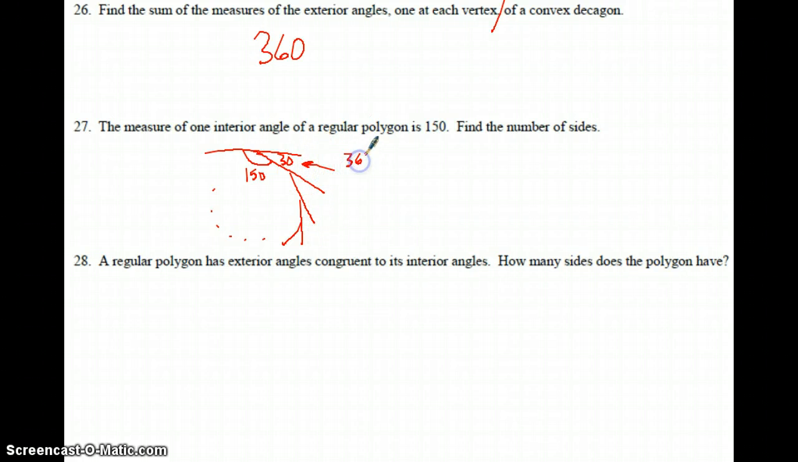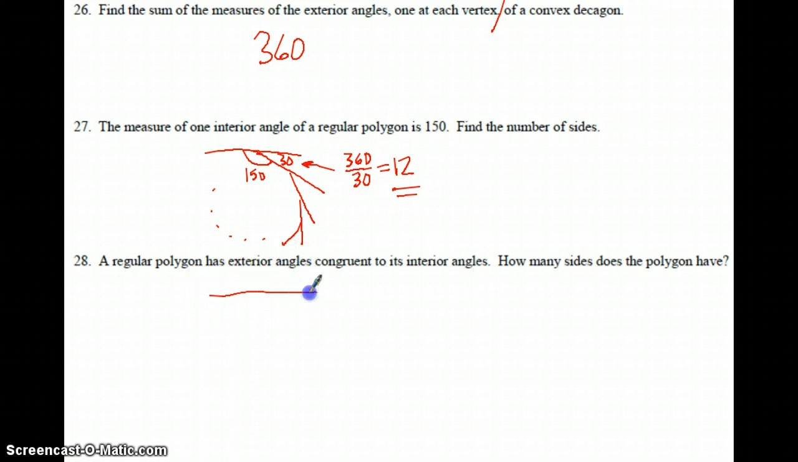That is, because there's a bunch of these 30s, and they go all the way around, and they're all equal, and there's a number of them, and they add up to 360. So if I simply take 360 divided by 30, I'll find out how many there are, and there are 12. So, done.